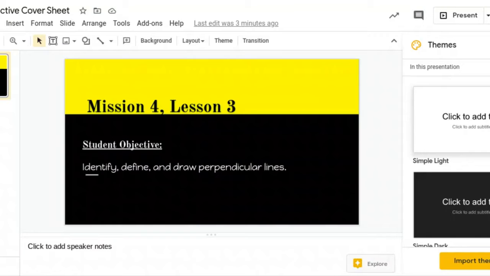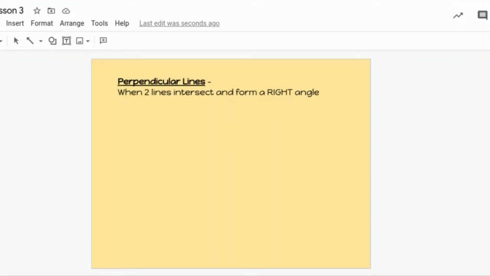So let's take a look at identifying, defining, and drawing perpendicular lines. Find what perpendicular lines are. Perpendicular lines are when two lines intersect and form a right angle. So when two lines intersect and form a right angle, those are perpendicular lines.